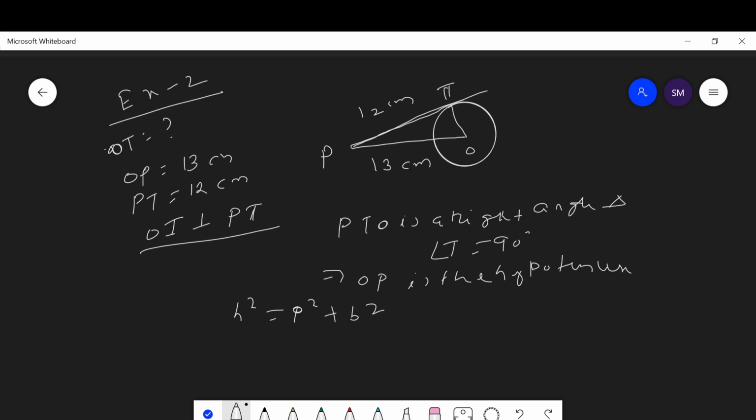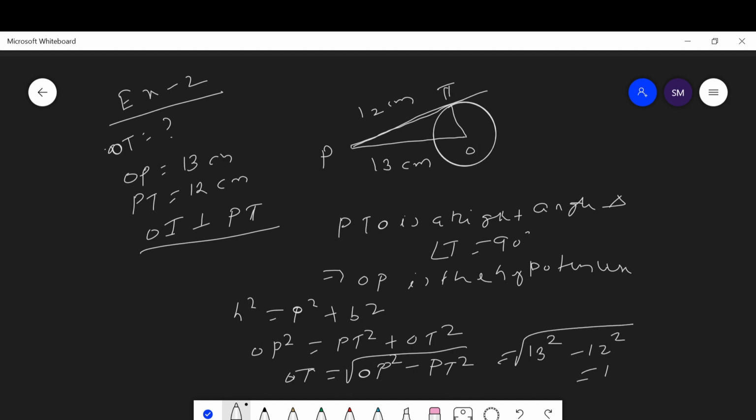Here OP square is equal to PT square plus OT square. This means we have to find the length of OT. OT is equal to the square root of OP square minus PT square, which is the square root of 13 square minus 12 square, which is the square root of 169 minus 144, which is the square root of 25, meaning 5 centimeter. Here the length of the radius is found to be 5 centimeter.